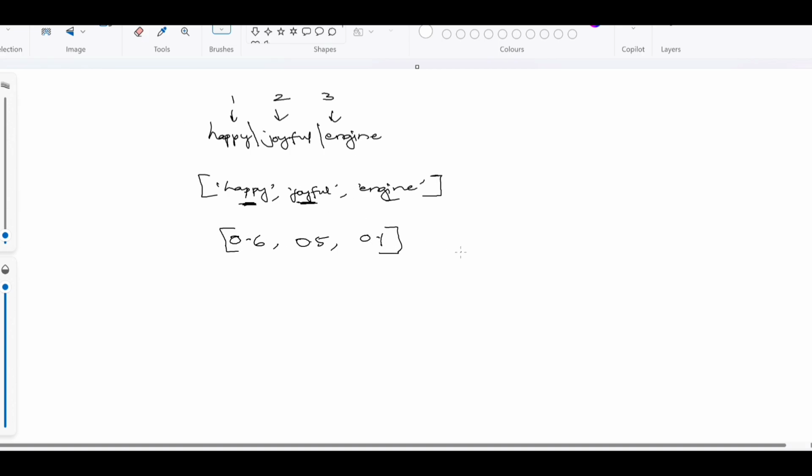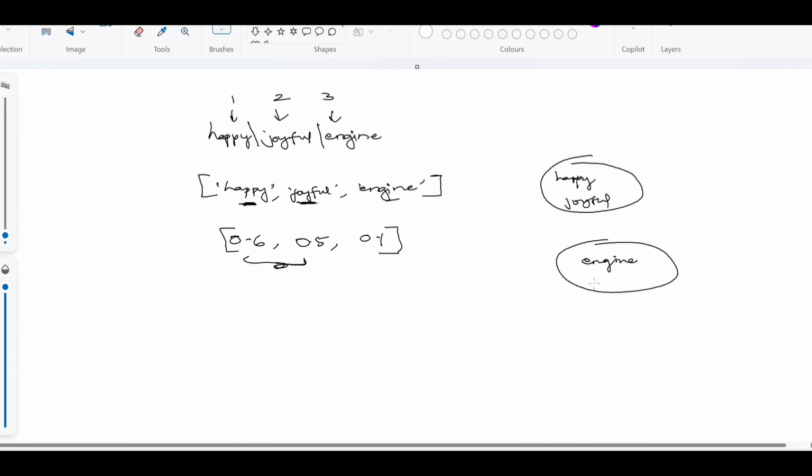Now internally the transformer will form clusters. The tokens which have close numbers are treated as one cluster. In this cluster we will have two words, happy and joyful, and there is another cluster which will store engine. So this is how the embeddings happen.